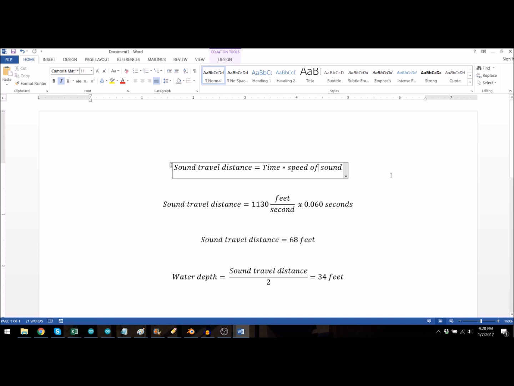So it took 68 feet for the sound wave to go down to the surface of the water and then come back up. Of course, the water depth is only half of that, since the distance was both the down distance and then the return distance. So we needed to divide the sound travel distance by two to get the water depth below the wellhead there to figure out how deep the water was in the well.